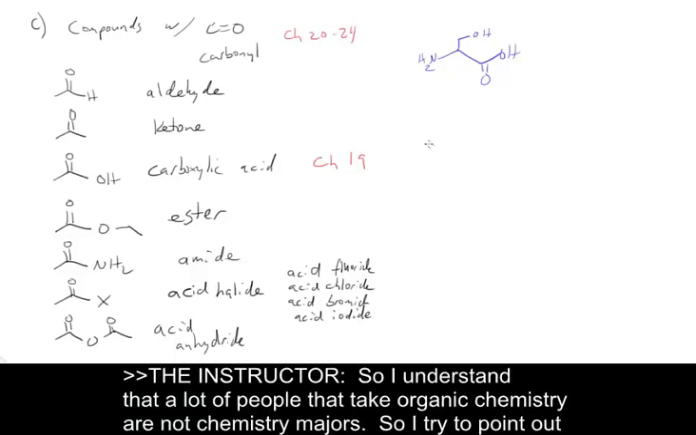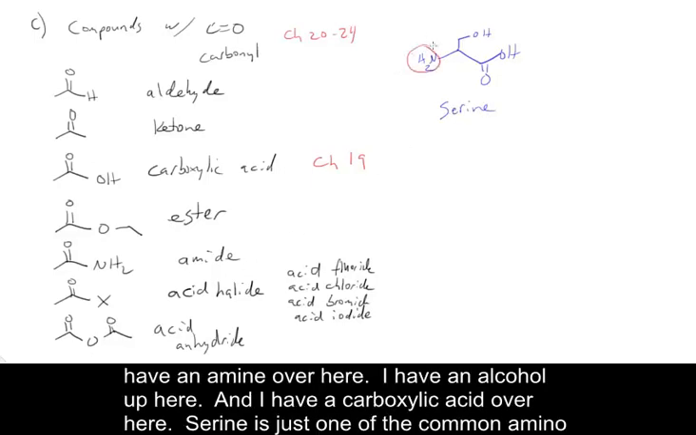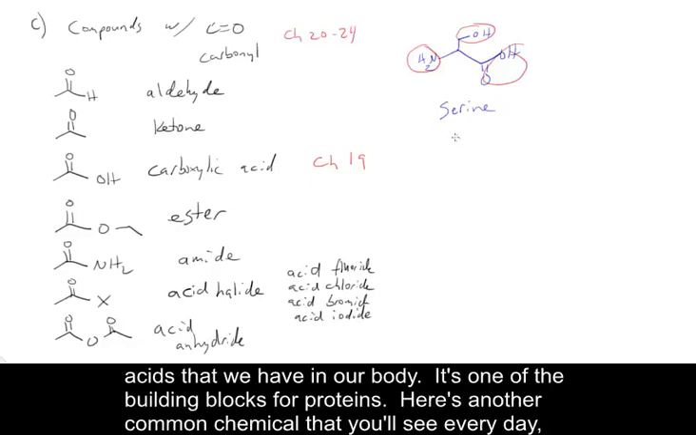So I understand that a lot of people that take organic chemistry are not chemistry majors, so I try to point out some interesting organic molecules and show you why functional groups are important. So for example, here I have serine. In serine, I have an amine over here, I have an alcohol up here, and I have a carboxylic acid over here. Serine is just one of the common amino acids that we have in our body. It's one of the building blocks for proteins.